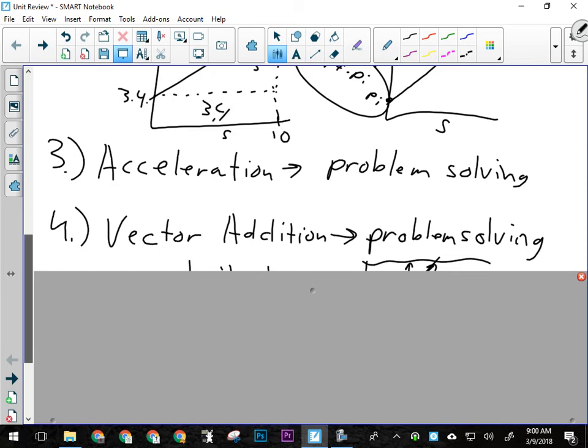Okay, vector addition problem solving, definitely. There's one fairly large vector question, very similar to what you've seen on your quizzes. So good idea to look over quizzes on the weekend. Remember, you go into PowerSchool, look at your quizzes. You can click on them. When you do, there'll be a link to the questions and a link to the podcast of me solving it.